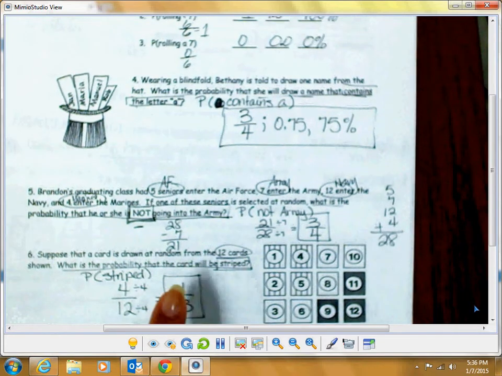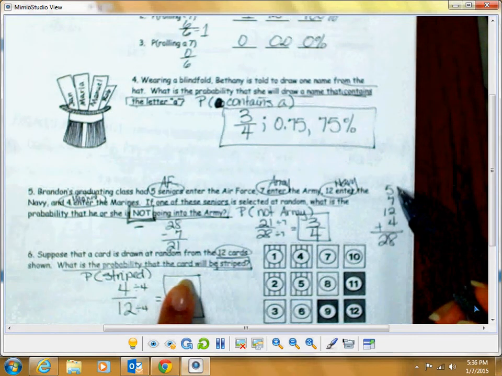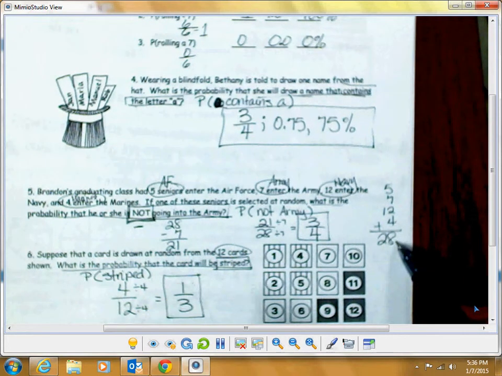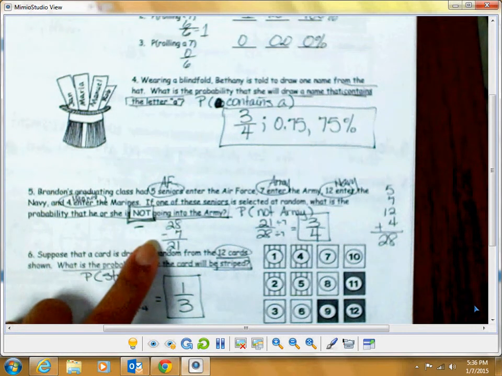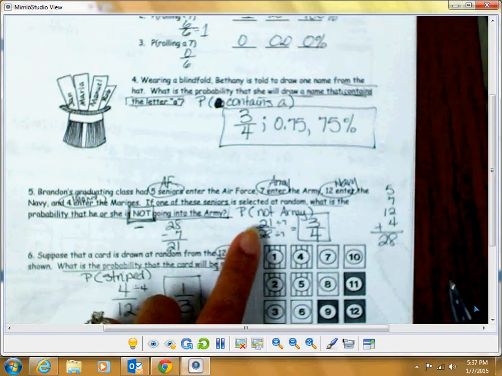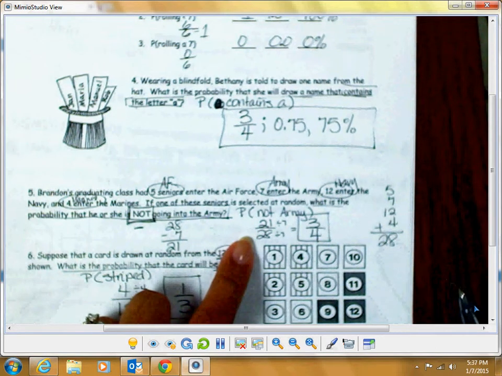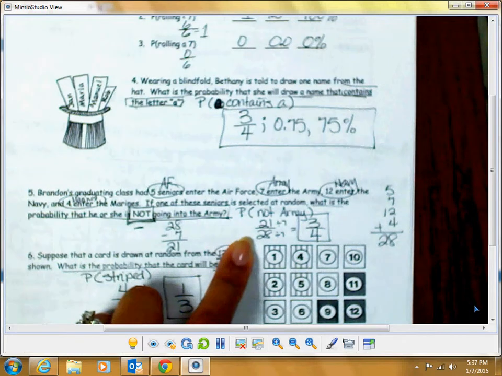So you first need to add up all of your numbers and you get a total of 28. Since we don't want the ones going into the Army, you now need to take that 28 and subtract the Army from there. So there are 7 going to the Army, so 28 minus 7 is 21 that are not going to the Army. So now we end up with 21 out of 28 not going to the Army. That simplifies to 3/4.